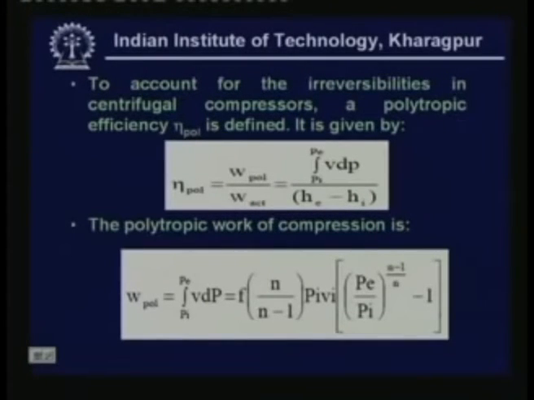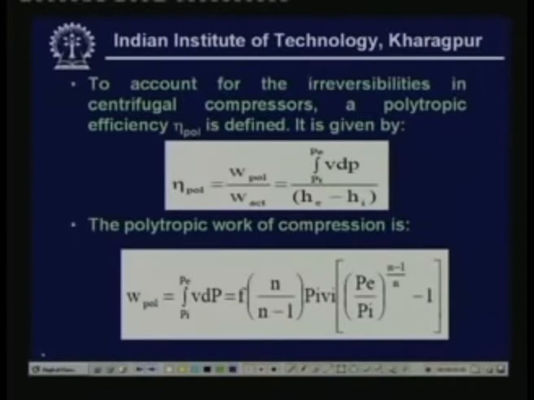And to account for the irreversibilities in centrifugal compressors, a polytropic efficiency, eta pol, is defined. The polytropic efficiency is the ratio of polytropic work divided by the actual work. If you are writing in terms of specific works, this is nothing but integral VdP, integration performed from Pi to Pe, divided by He minus Hi. So this is your polytropic work, and this is your actual work, which is the actual enthalpy rise.